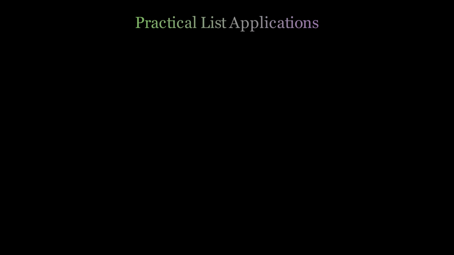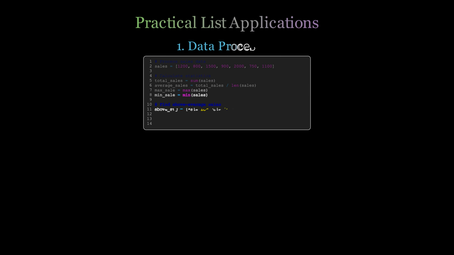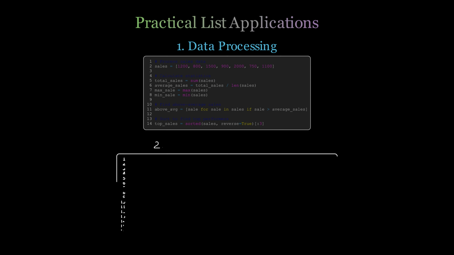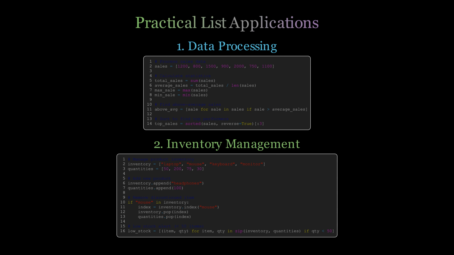Let's see how lists solve real-world problems across different domains. In data processing, lists help analyze sales figures. We can calculate totals, averages, and extremes. List comprehensions filter data, while sorting identifies top performers. For inventory management, parallel lists track products and quantities. We can add new items, remove discontinued ones, and identify low stock using zip and list comprehensions.